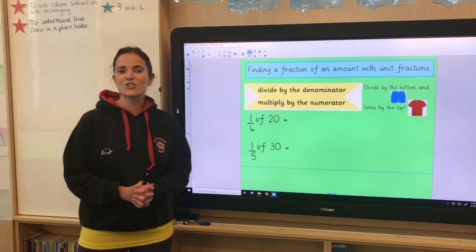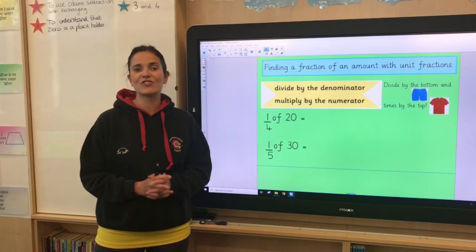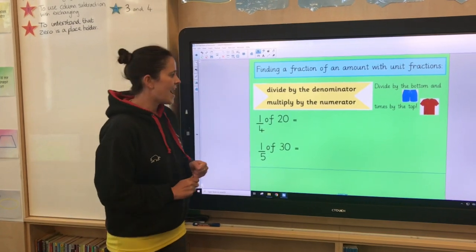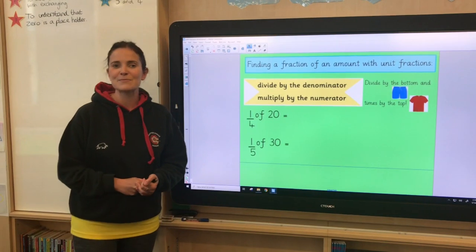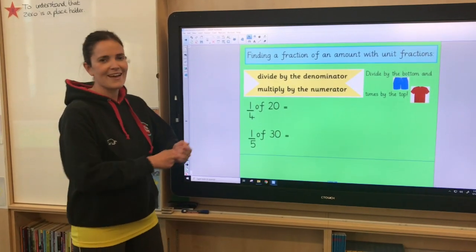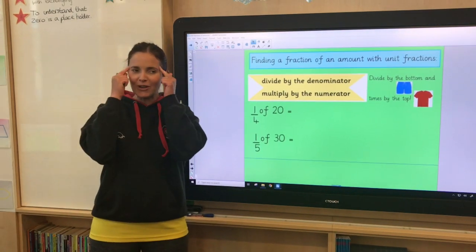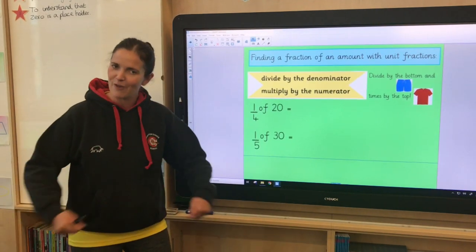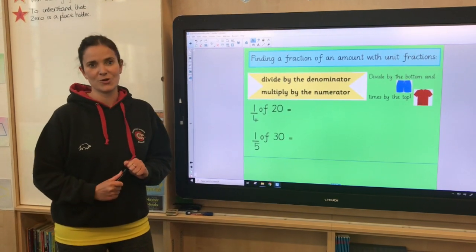Now, in school we have our own little poem, shall we say, to remember this process. And we say divide by the bottom and times by the top. And you will see there I've got a picture of some shorts and a t-shirt, because if you visualise a pair of bottoms, a pair of shorts and a t-shirt, it helps you to remember this process.